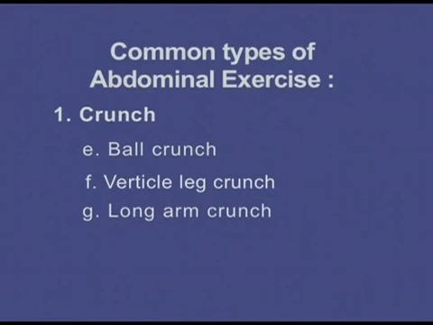This is one of the commonly used exercises, the first type of exercise used to improve the strength and tone of the abdominal muscles: the crunches. There are variations of the crunches, and we will go through them later. The second type of exercise commonly used is the sit-ups.